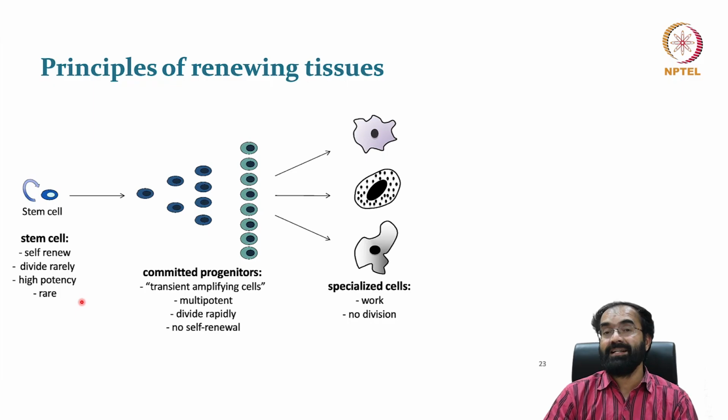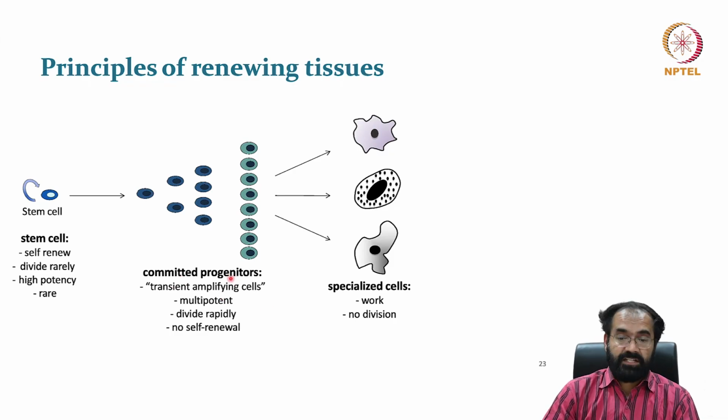In the earlier example I told you 30 cells, because 30 is all you need. If only 30 cells are damaged, you don't need 100 stem cells to divide now. Only 30 cells will divide, make a copy of themselves, and then the remaining newly formed 30 will give rise to the differentiated cells.